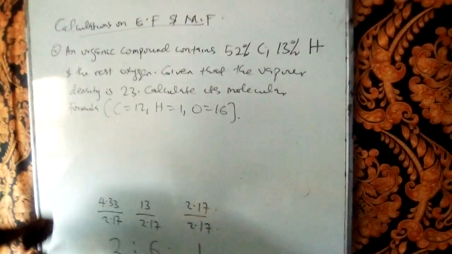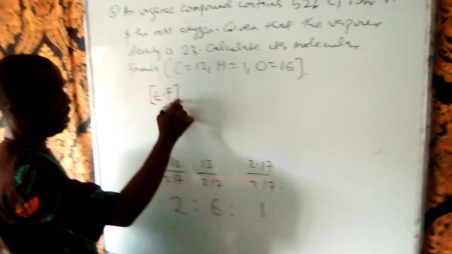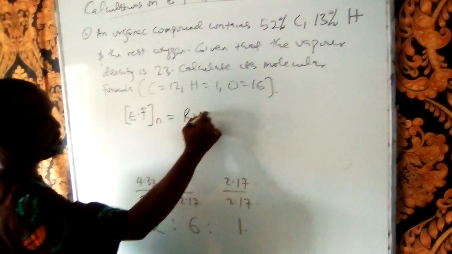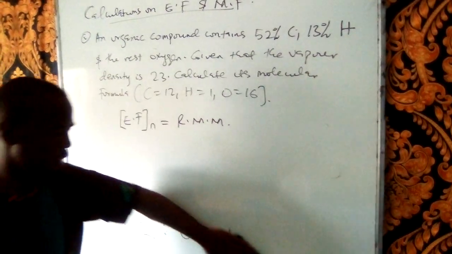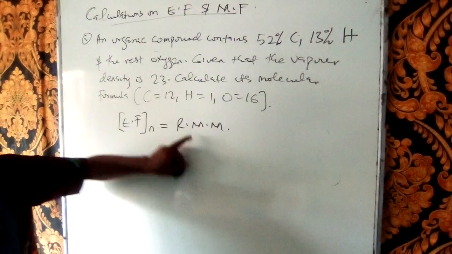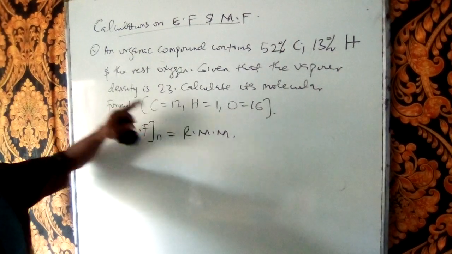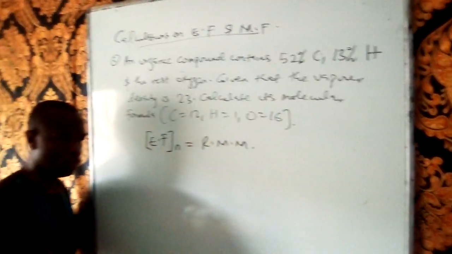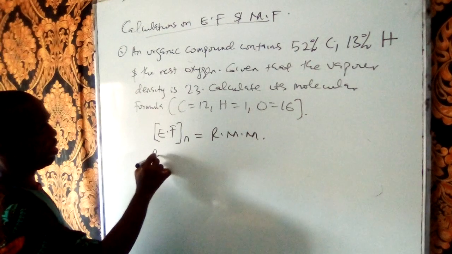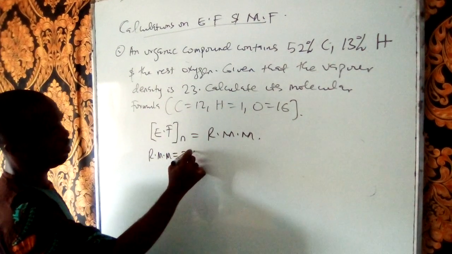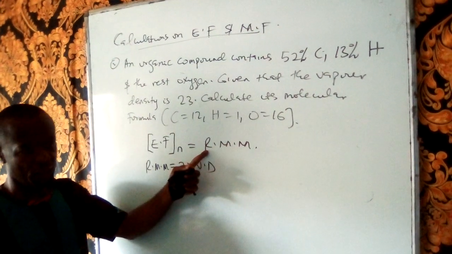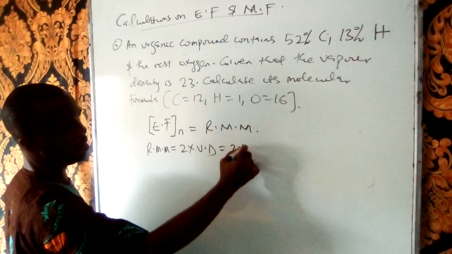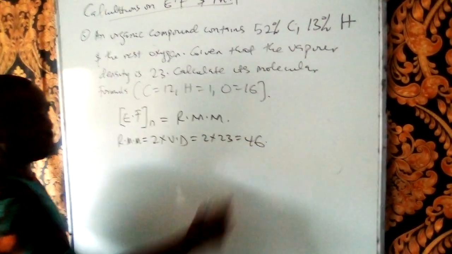To get molecular formula, as we usually do, multiply the empirical formula by an integer n and make it equal to the molecular mass of the compound. When you look at the question properly, you see that we are not given the molecular mass of the compound. They gave us what they call vapor density. We know that from gas laws, relative molecular mass is given by 2 times vapor density. So you're not going to work with 23, you have to get the molecular mass first. You now have 2 times 23, that gives you 46 as the molecular mass.